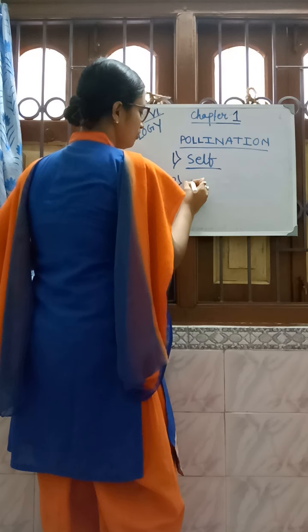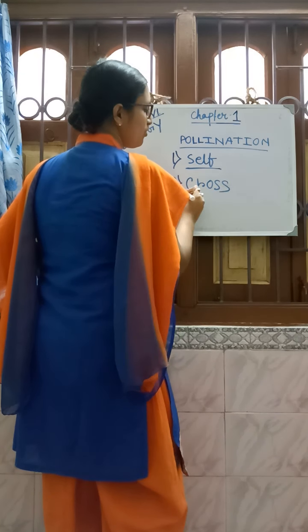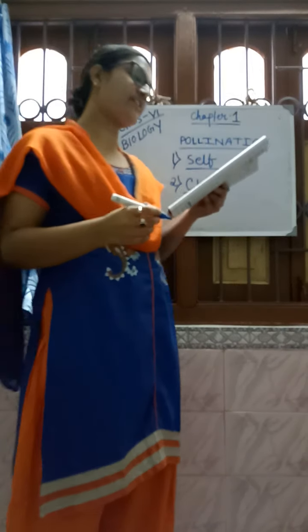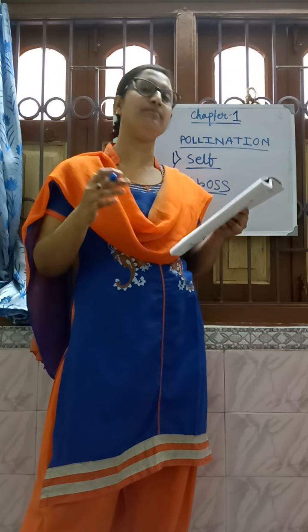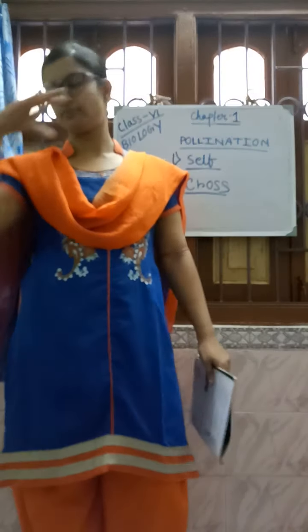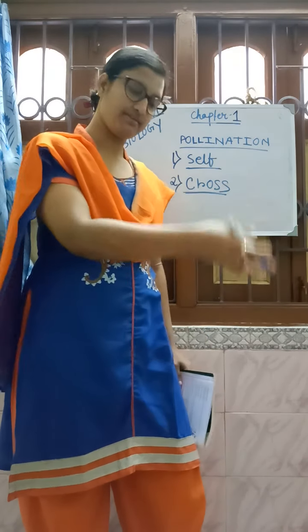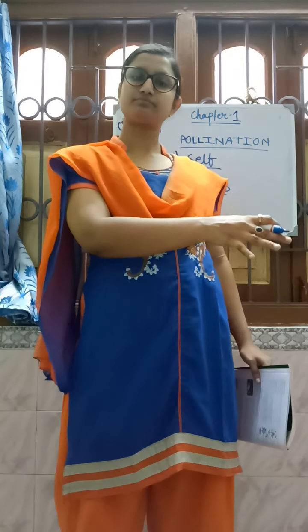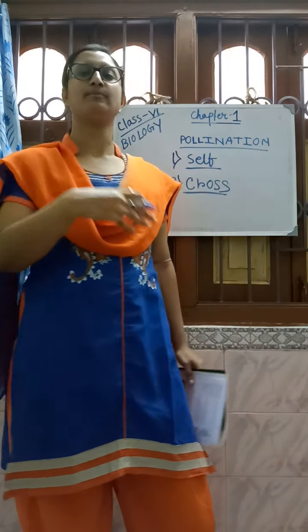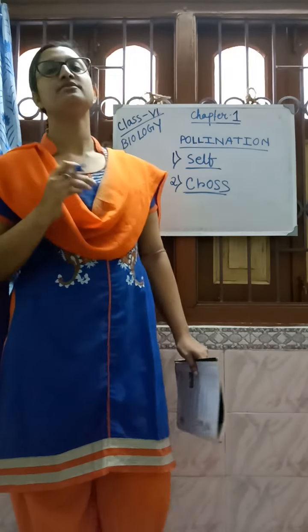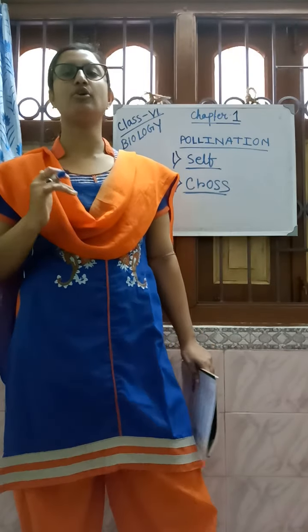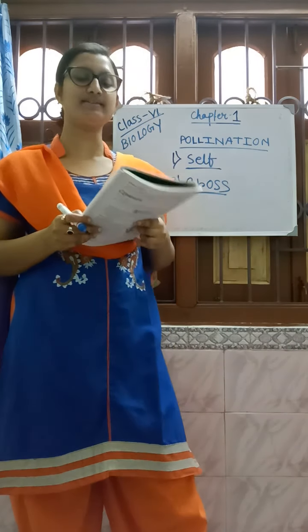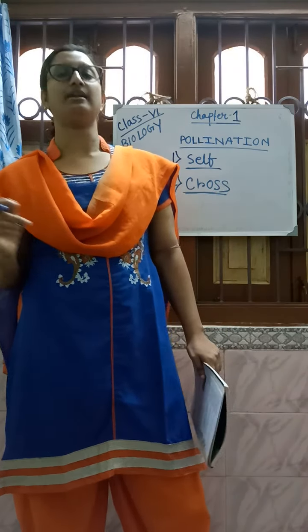The second one is cross pollination. Cross pollination is when pollination occurs between two flowers of the same species on different plants. Suppose one plant is here and another plant is here, and the pollen grains are transferred from the anther of one to the stigma of the other. This is called cross pollination.